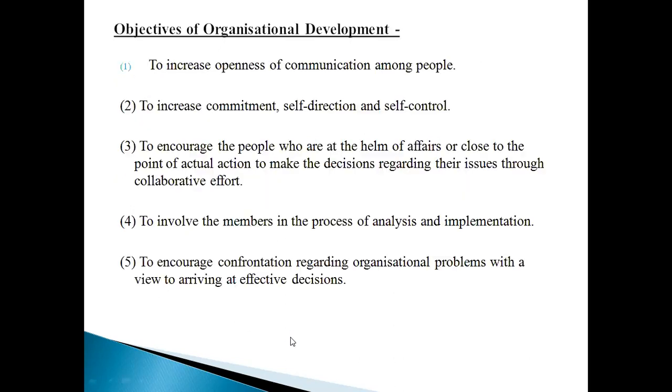Next, we are moving on to the objectives of organization development. Yes. Now, what are the aims? What exactly are our objectives? So we are going through organization development. We are adopting the change. We are interested in organization development. So what is our objective?